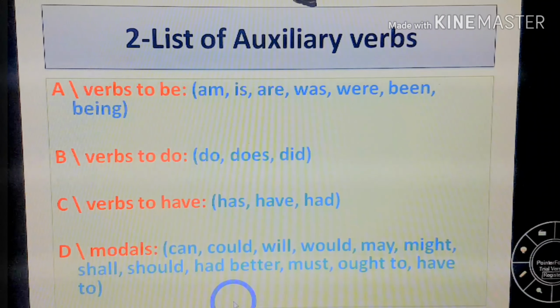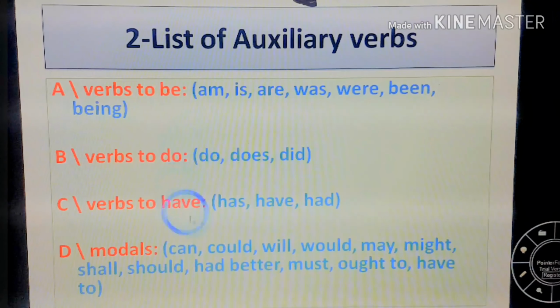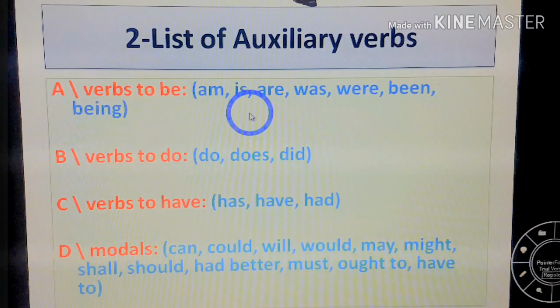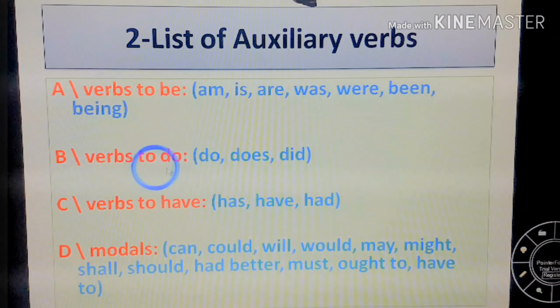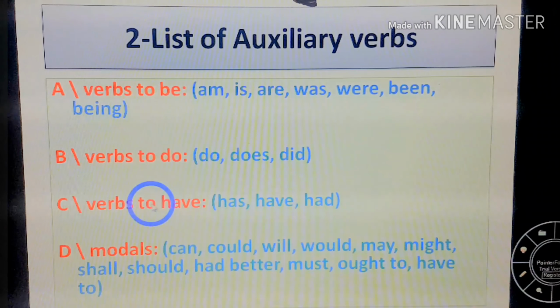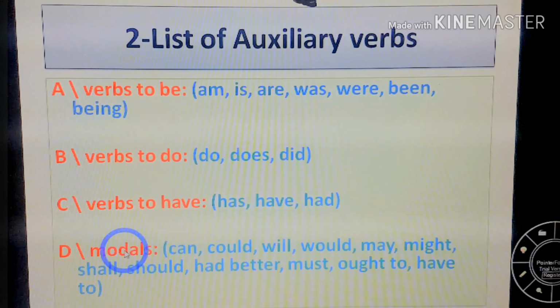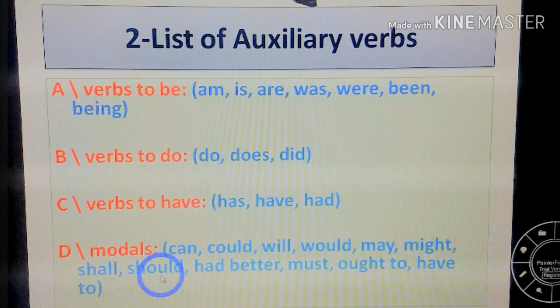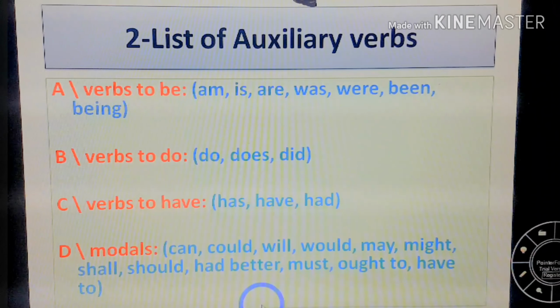So when I say the modals, they are special helping verbs. They are special auxiliary verbs. They are considered helping verbs but special, with special uses. For specific, special use. These are the list of auxiliary verbs. Again, we have verb to be: am, is, are, was, were, been, being. Verb to do: do, does, did. Verb to have: has, have, had. Modals: can, could, will, would, may, might, shall, should, had better, must, ought to, have to.